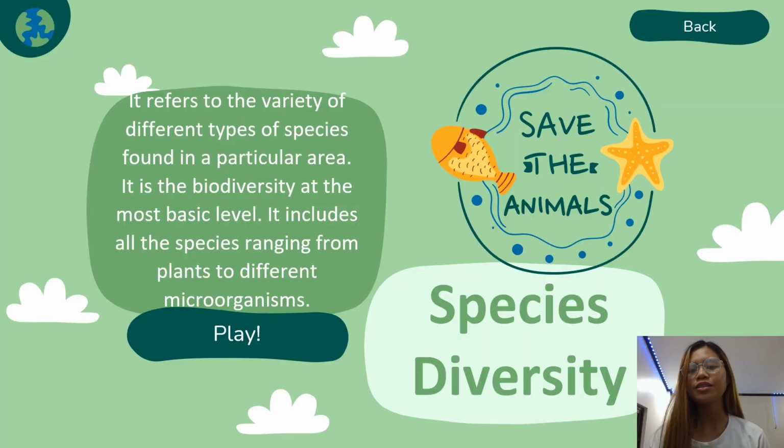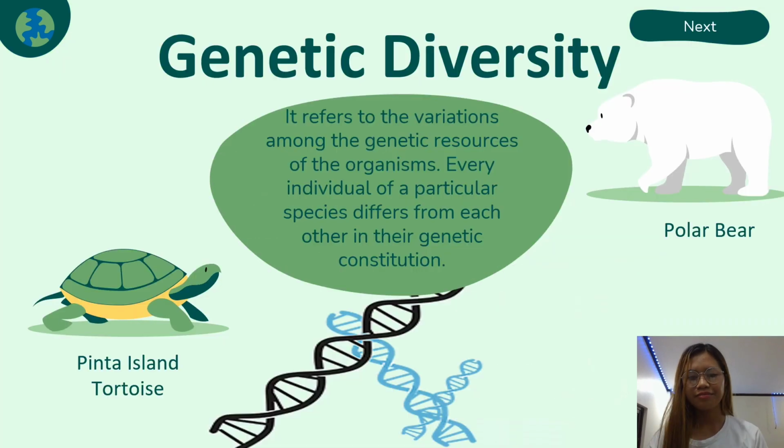The first one is the species diversity. It refers to the variety of different types of species found in a particular area. So, no two individuals of the same species are exactly similar. For example, humans show a lot of diversity among themselves. It is biodiversity at the most basic level. It includes all species ranging from plants to different microorganisms.